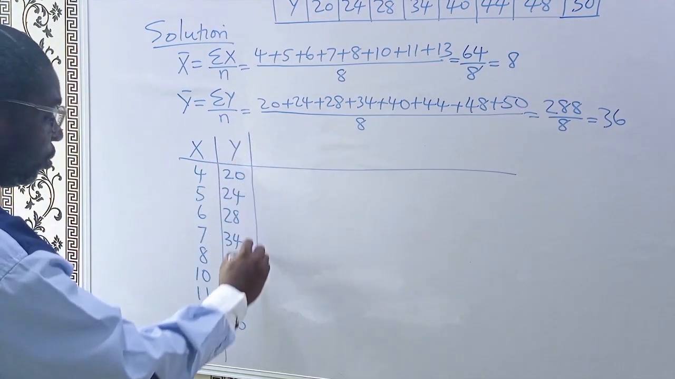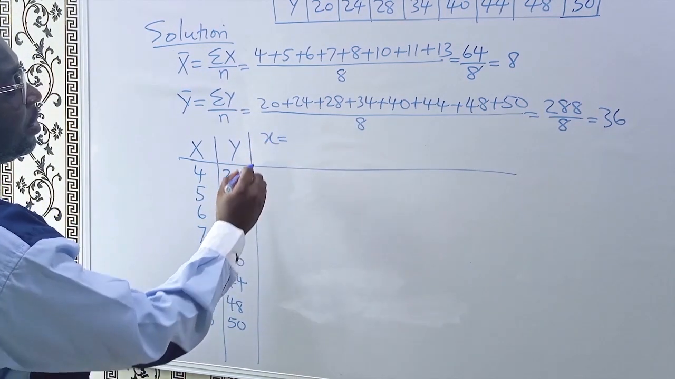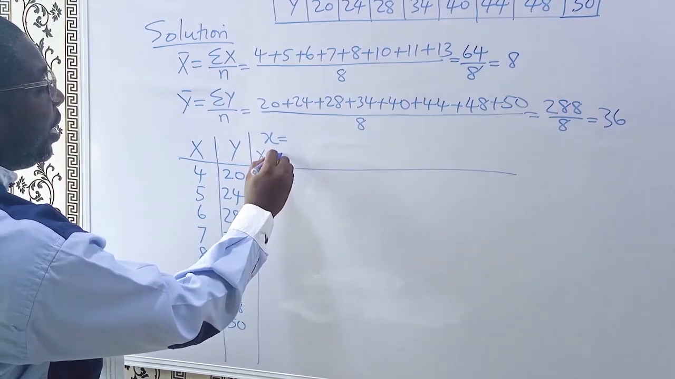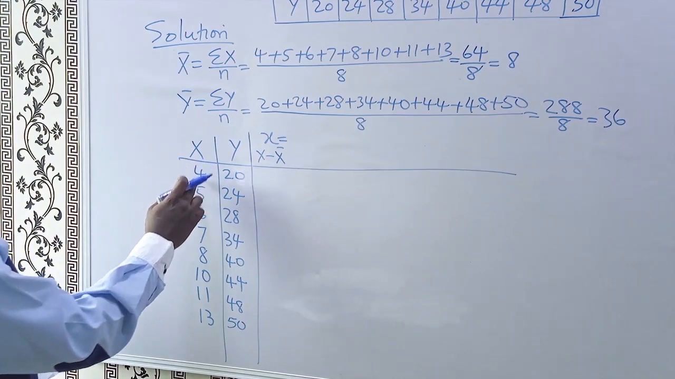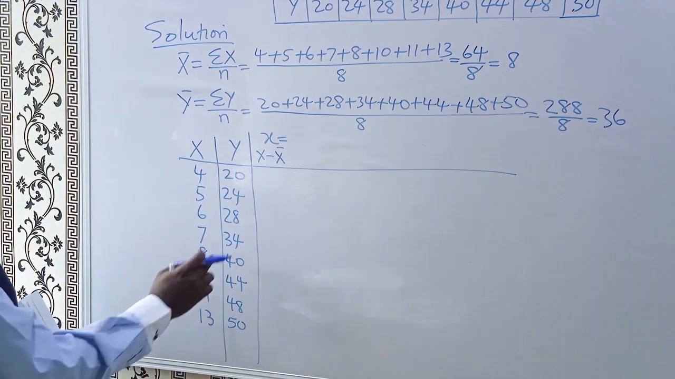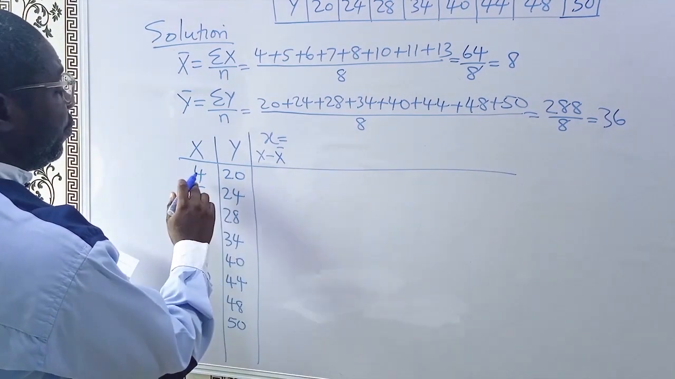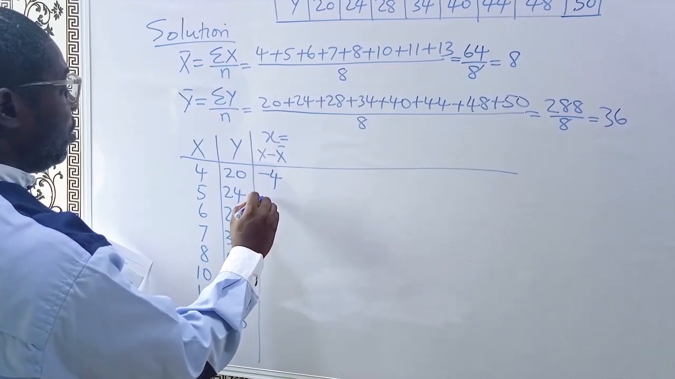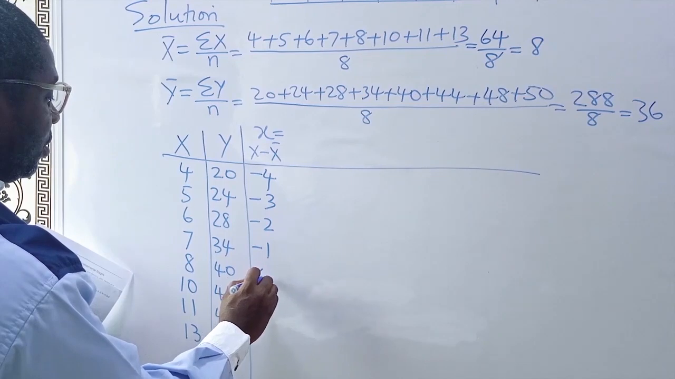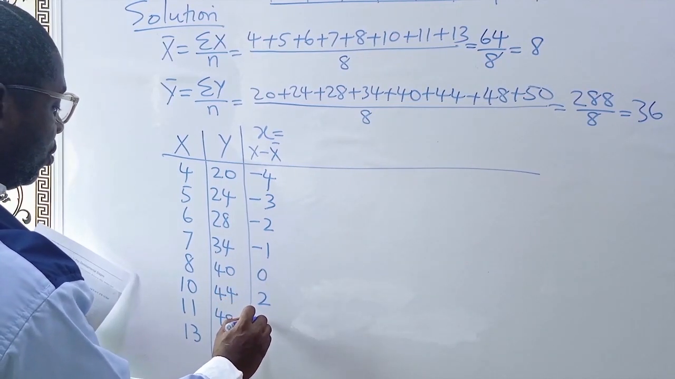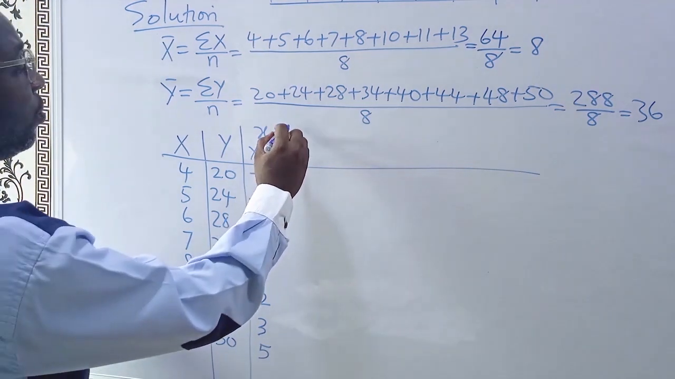Now, what we do is to find our small x. Small x is x minus x bar. We find the small x, which is the deviation. So this will be these values of x minus 8, which is the mean. And the first one, of course, will be 4 minus 8, which is minus 4. The second one minus 3, minus 2, minus 1, 0, 2, 3, and then 5. All right, so we've got that.